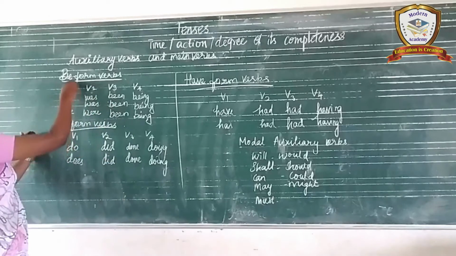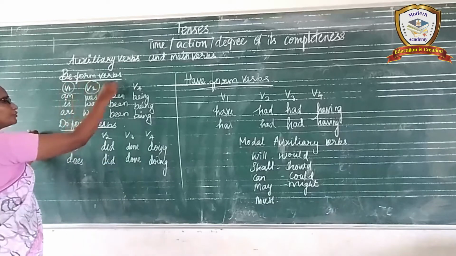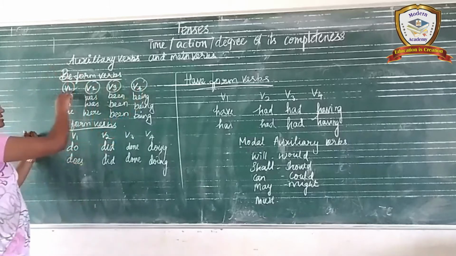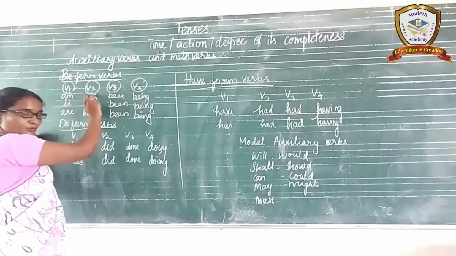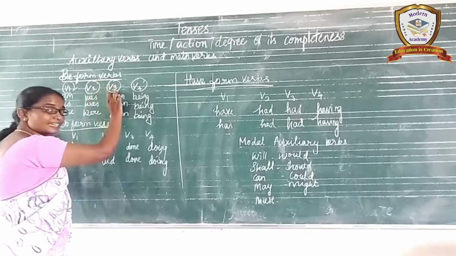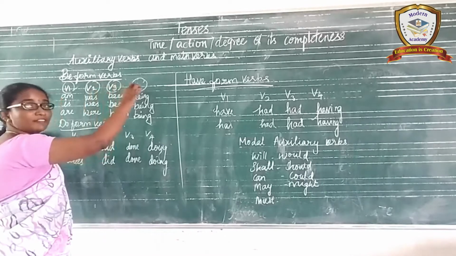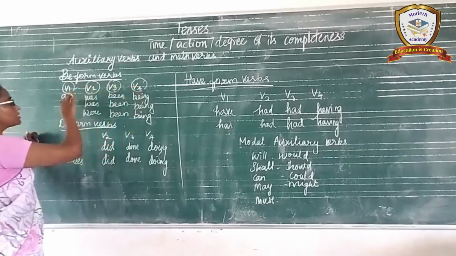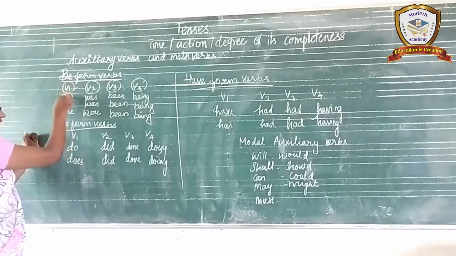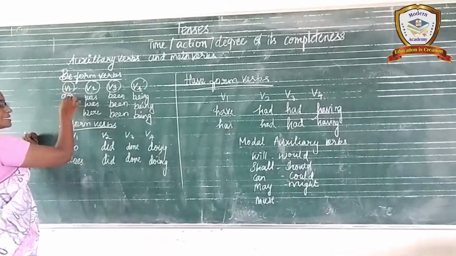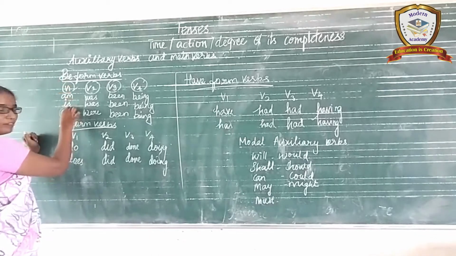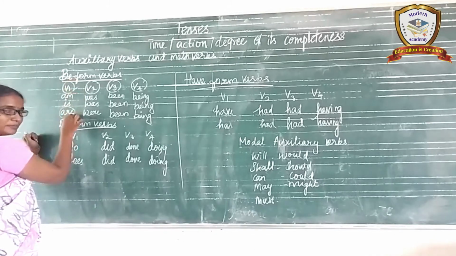Let us see the be form verbs. Be form verbs are B1, B2, B3, B4. B1 stands for present tense. B2 stands for past tense. B3 stands for past participle. B4 refers to the present participle. Present tense be form verbs are am, is, are. Am is singular. Is is singular. Are is plural. They are present tense be form verbs.